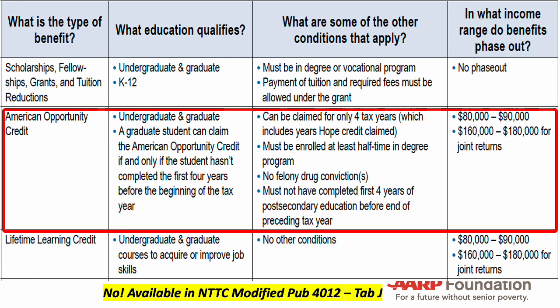Under what other conditions apply? You can see where it says can be claimed for only 4 years. I won't read the rest of these. Just go to the document. You can see and find the information.